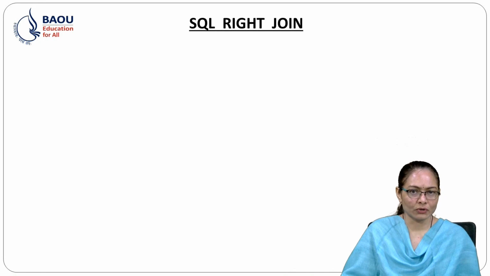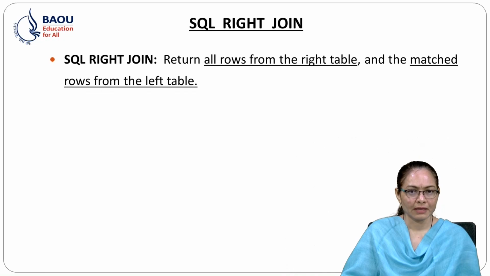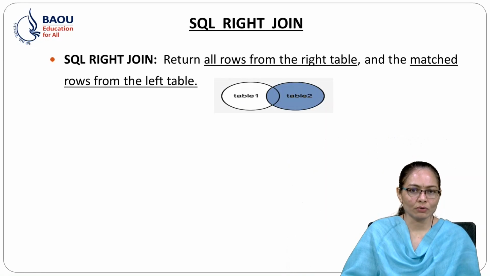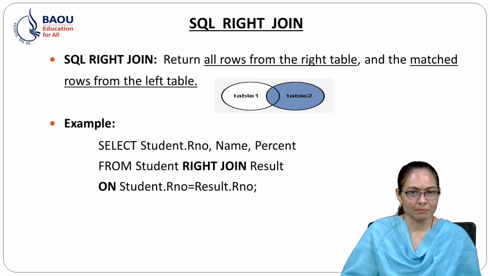Now the right join. The SQL right join returns all the rows from the right table and the matching rows from the left table. See in the figure, the records of the right side table will be displayed. For example, select student.roll_number, name, percentage from student right join result on student.roll_number is equal to result.roll_number.